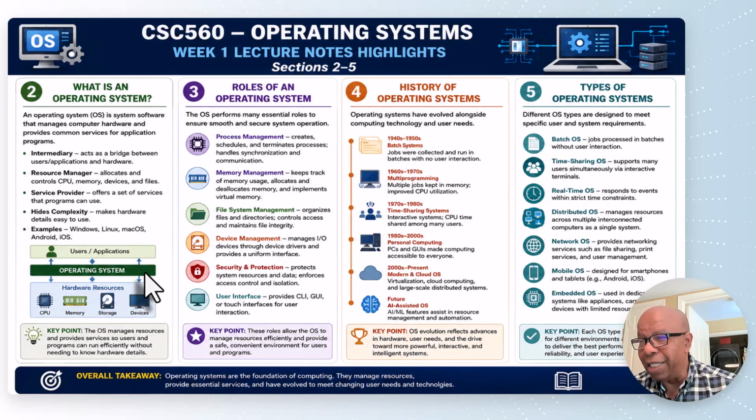Okay, batch systems were jobs collected and run in batches. There were no user interfaces. Then in the 60s and 70s, we got into multi-programming. In the 70s and 80s, we had this concept of time sharing among systems and programs. From the 1980s to 2000, the personal computer came into being. From the 2000s to the present, modern and cloud operating systems.